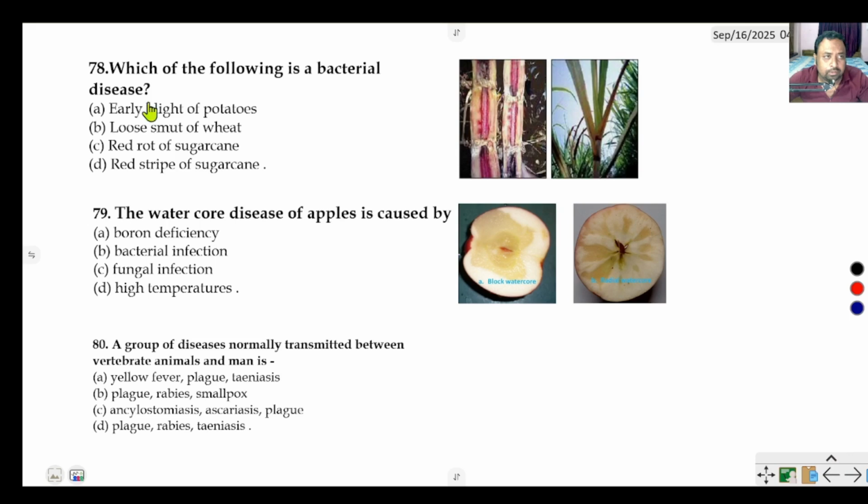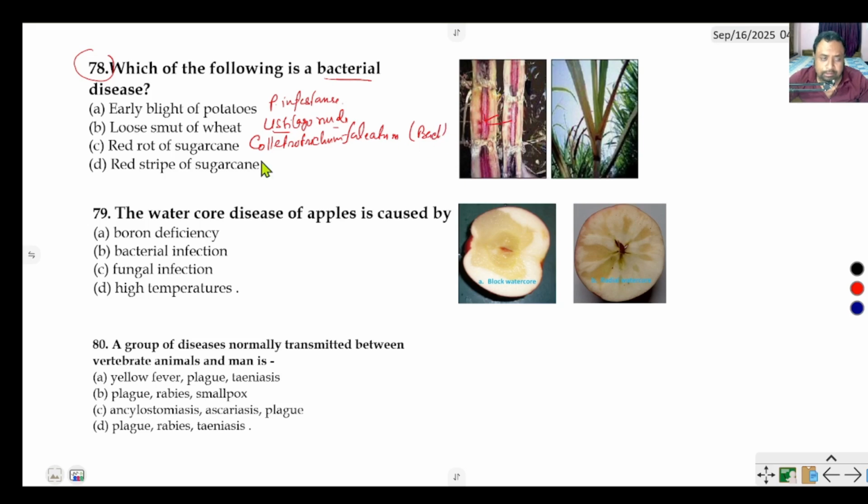Next question. Question number 78 says, which of the following is a bacterial disease? Early blight of potato, that is Phytophthora infestans. This is a fungal disease. Loose smut of wheat, Ustilago nuda. This is also a fungal disease. Red rot of sugarcane, that is Colletotrichum falcatum. This is a fungal disease.